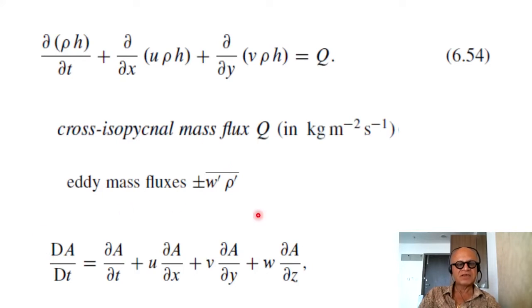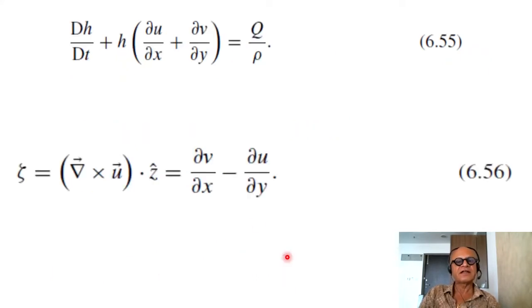So keeping in mind again our general material derivative equation for any quantity A, where the Lagrangian material total derivative dA/dt is partial A partial t plus the flux terms u dA/dx, v dA/dy plus w dA/dz, that gives us the layer thickness equation in this case as dh/dt plus h times (du/dx plus dv/dy) equal to q over rho.